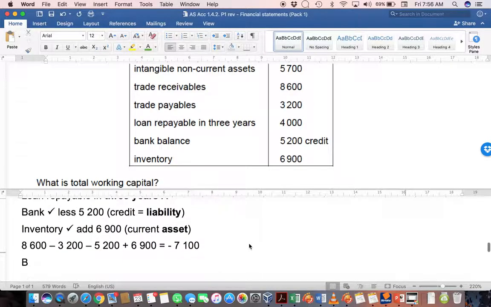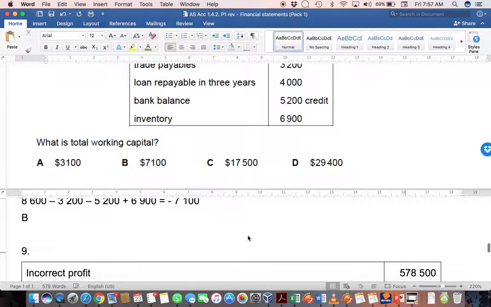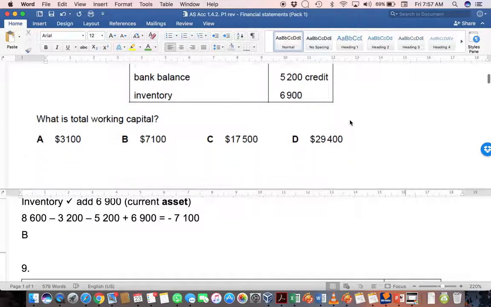I then do all my calculations and I will come to an answer of negative 7,100, which means I actually owe more than I've got, which is quite an interesting one. And over here, my total working capital that I need is therefore 7,100. And so B is the answer that I'm going to use. Number 9.